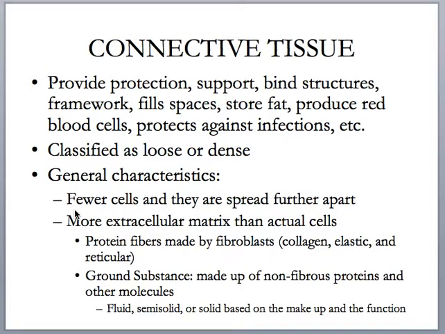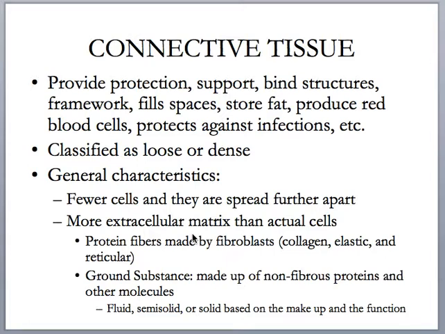So these cells are tightly packed together and they're sealed with tight junctions, or they have gap junctions or desmosomes. Those are all cellular junctions that keep the cells together. With connective tissue, the cells are going to be spread out. So fewer cells spread further apart, meaning they're going to have abundant extracellular matrix. So extracellular matrix, this is the outside of the cells.